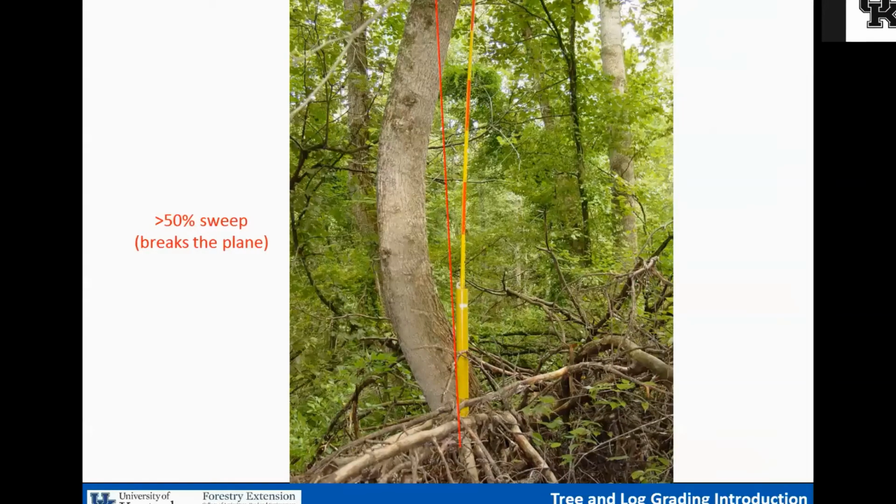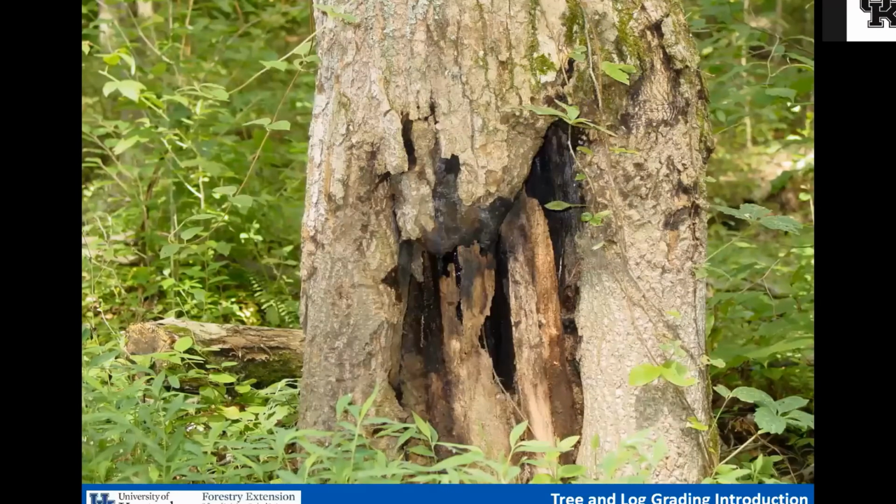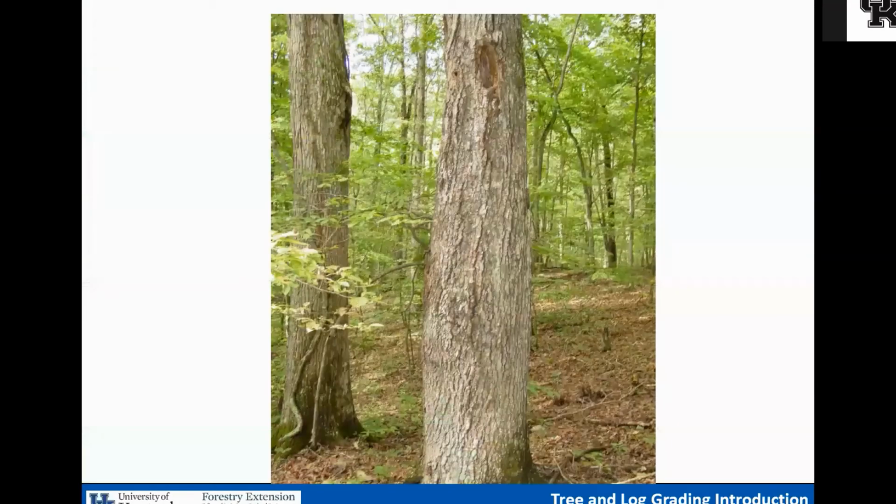And so that tree right there, we've got another picture here. You can see the crook on this tree, and that exceeds 50%. A lot of these things are easier to see with a picture than to try to describe to you. And so when you get rot that exceeds 50% at a point of occurrence, you can see some rot up in the top of this tree.